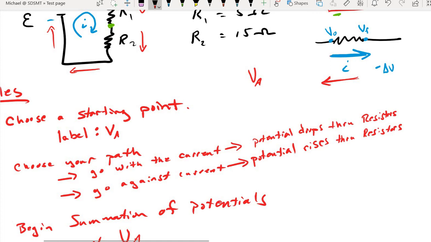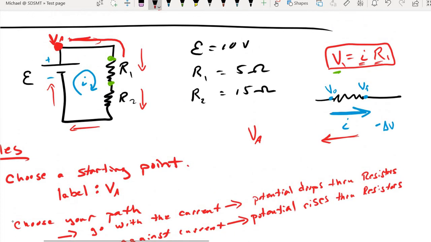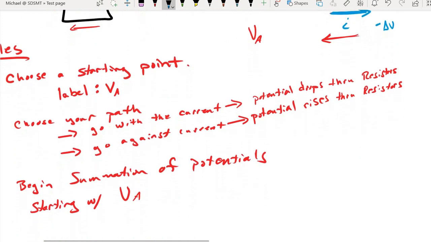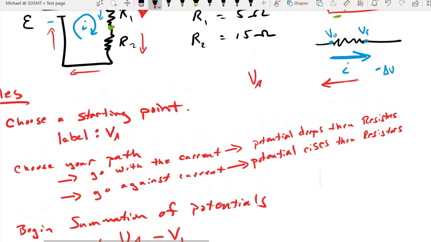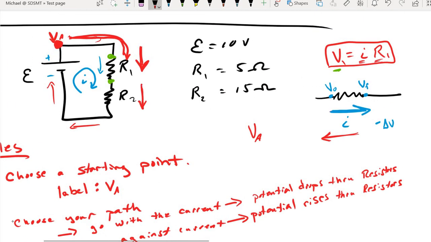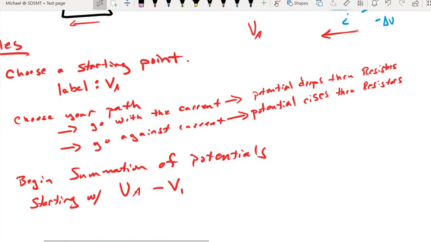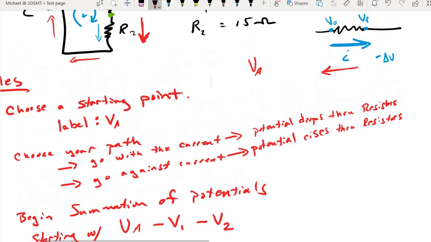Okay, well, what are we doing? Well, we're traveling along, and looks like we're traveling through resistor 1 in the direction that the current is flowing. So we will see a drop in potential. Whatever the potential is for resistor 1, we're actually going to see a drop in that potential value. Then we pass through resistor 2, again going with the current, and so there will be another drop in potential.